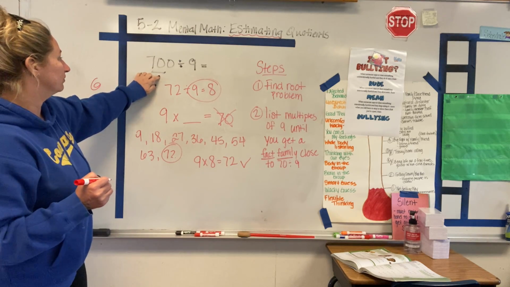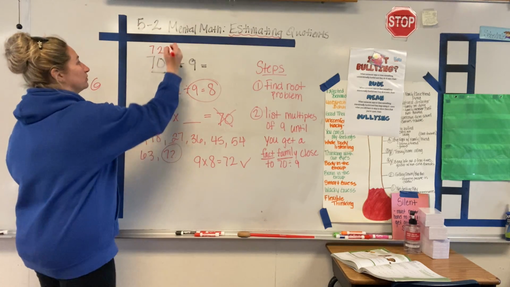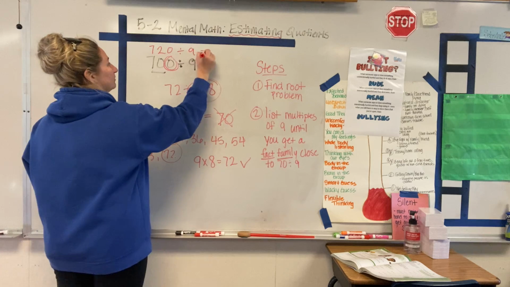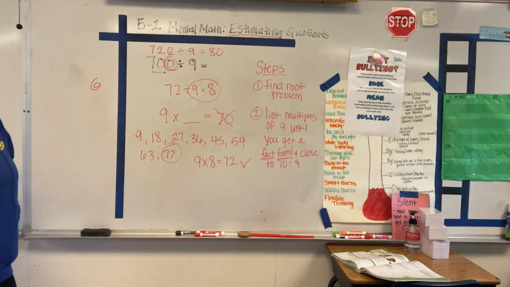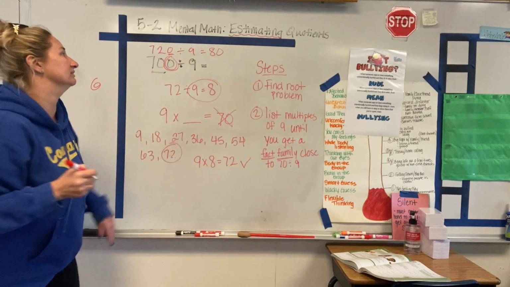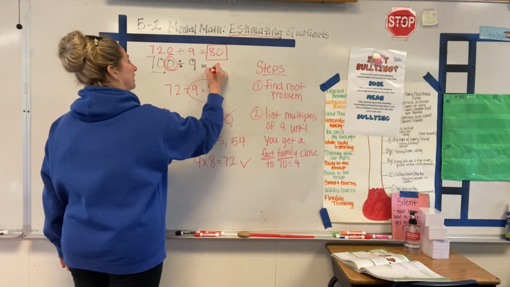Well, not 8 exactly, because it would be 720, because we have this 0 here. 720 divided by 9 would be 80, because we can't forget about that 0. So our estimated answer is 80.